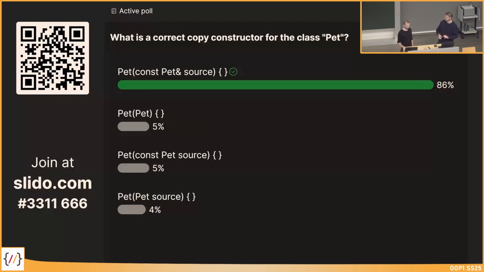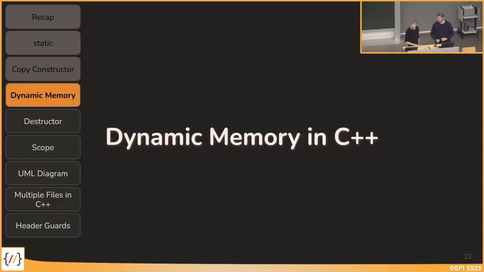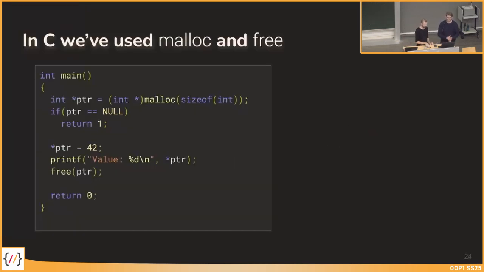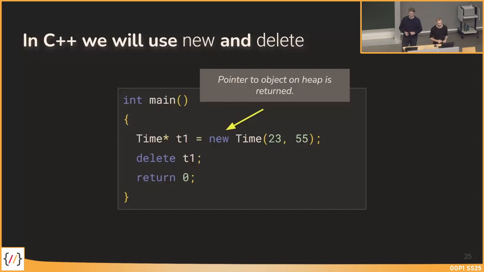Okay, I think we can continue. Also, in the interest of time, we should talk about dynamic memory in C++. And I know this was very, very painful in C. In C, we have used malloc and free. We always had to check if the pointer is valid, and then we could modify it, and we have to free it in the end. In C++, there are new keywords, which are new and delete. Basically doing pretty much the same, but with a bit different behavior.